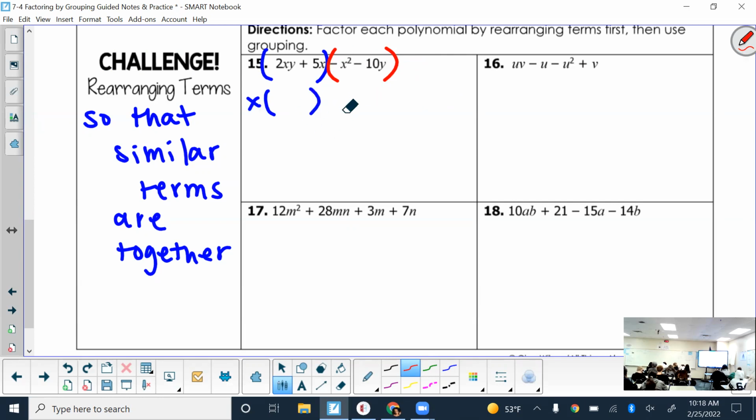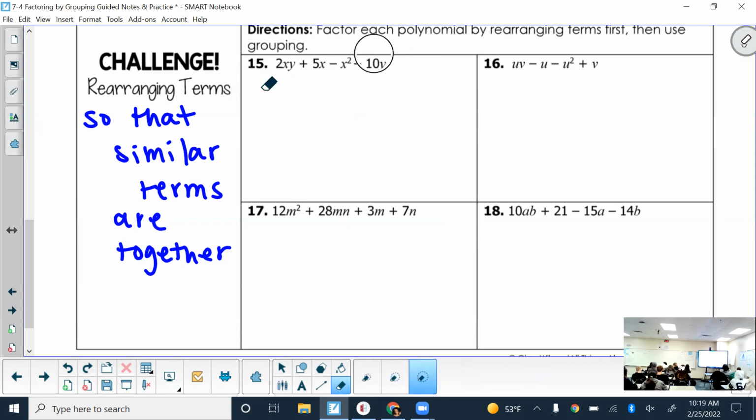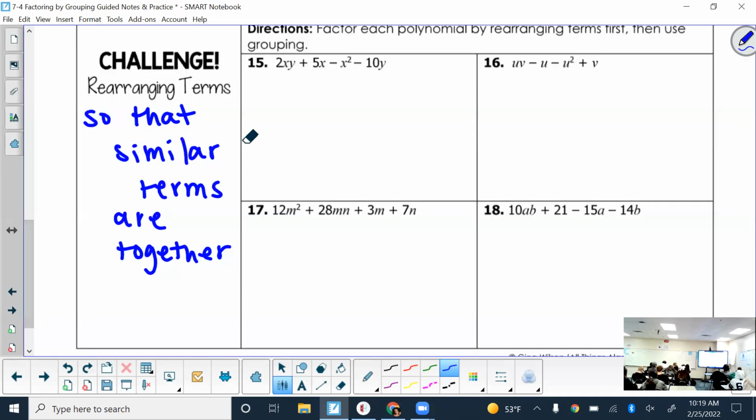So that's why you do have to rearrange it sometimes. Don't just say that it's prime. All right, explore all your options. So if I rearrange it, what terms should be next to each other? 2XY should be next to... I did see someone do that earlier, but I'm not sure it'll work with the other one. You want to try that?